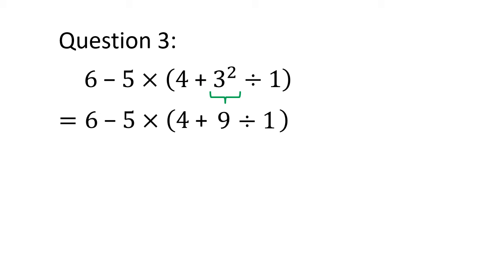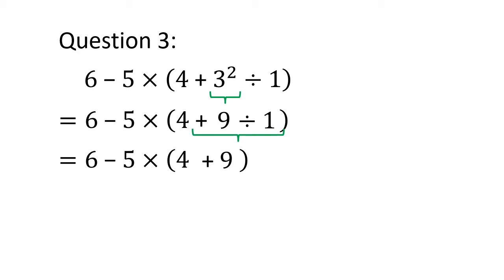Now we calculate inside the brackets. There are addition and division, and we need to calculate the division first, which is positive 9 divided by 1. Now 6 minus 5 times bracket 4 stays the same, and positive 9 divided by 1 is equal to positive 9. Then we need to calculate inside the bracket, which is 4 plus 9. 6 minus 5 and the multiplication sign is still here, and 4 plus 9 is equal to 13.